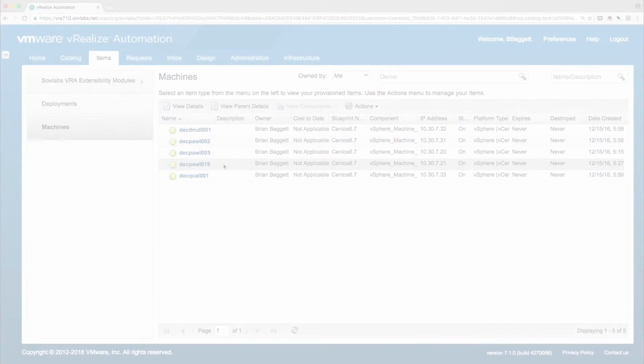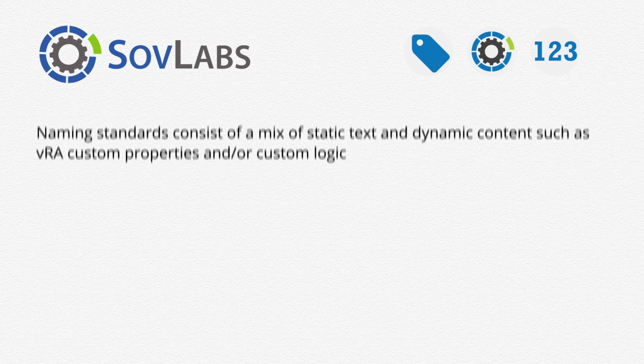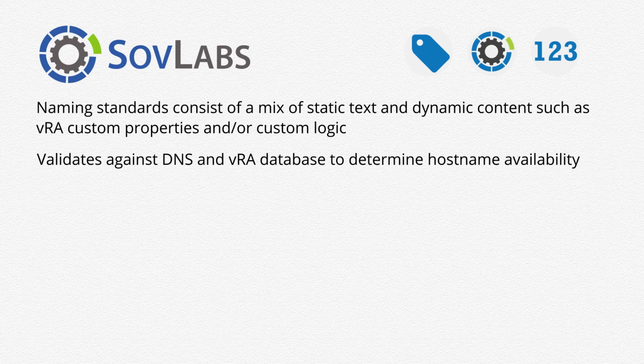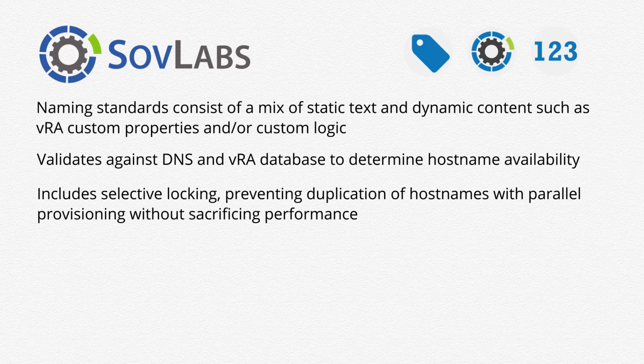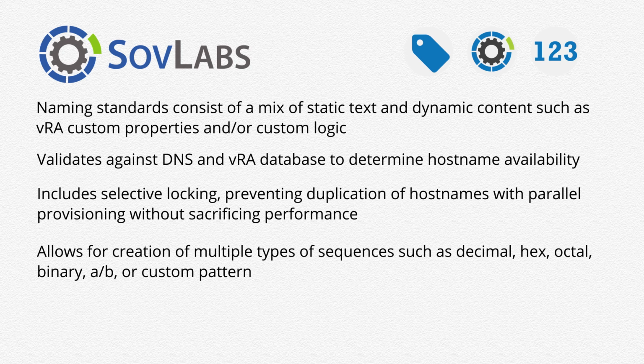To recap what we've just seen, the SovLabs Custom Naming module for vRealize Automation can do all of the following. It creates flexible naming standards that include one or more sequences. Naming standards can consist of a mix of static text and dynamic content such as vRA custom properties and/or custom logic. It validates against DNS and the vRA database to determine hostname availability. It includes advanced selective locking, preventing duplication of hostnames with parallel provisioning without sacrificing performance. It allows for creation of multiple types of sequences such as decimal, hex, octal, binary, AB, or custom pattern.